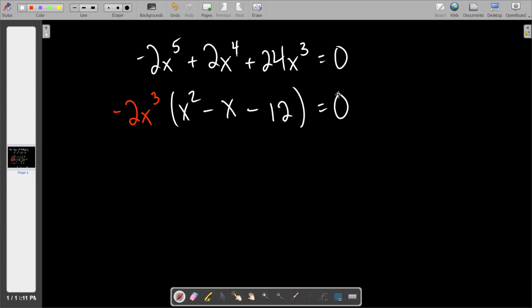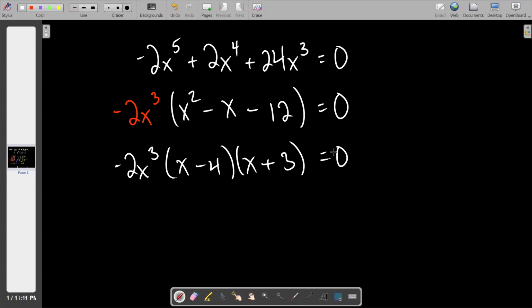We doing okay? This is the kind of thing we've practiced enough that we can pretty much just Teflon cruise right through this. And then I'm going to factor down the white part. So I'm going to be left with negative 2x to the 3rd times x minus 4 times x plus 3 equals 0. So my zeros are from the red guy. What do I get? I get x equals 0.